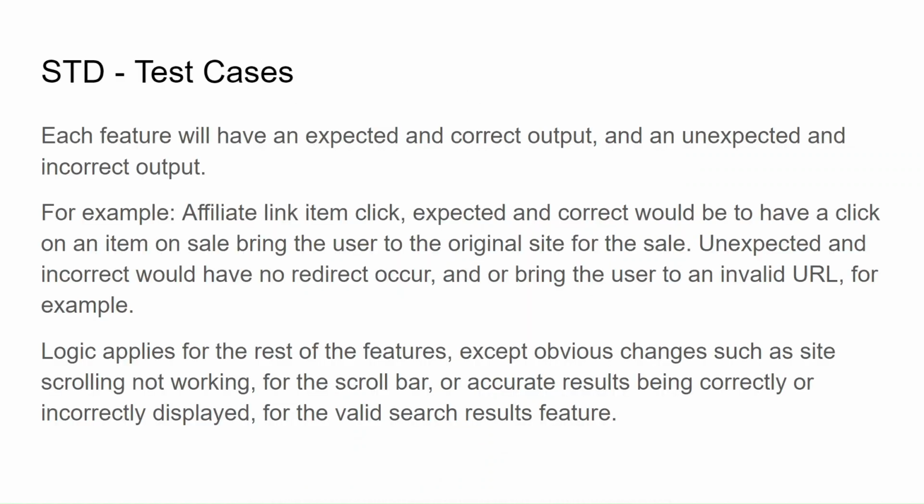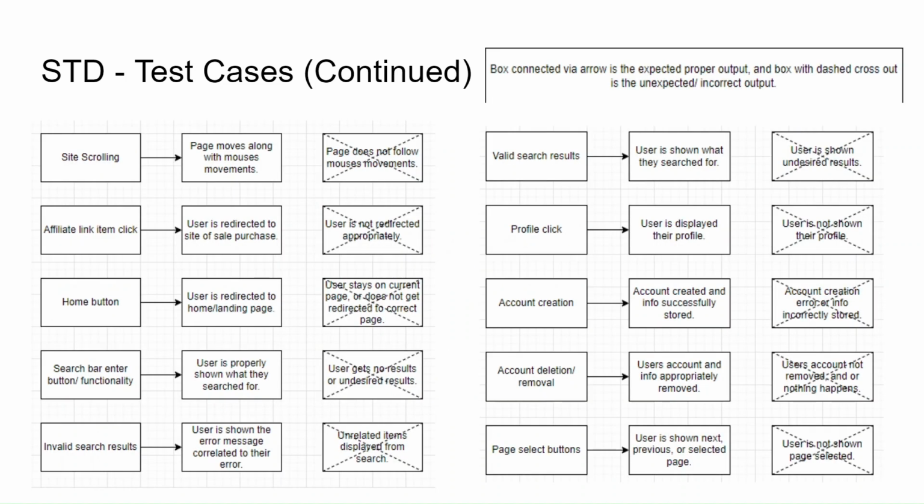And now we will take a look at the test cases of our site. This will go more specifically into our features, and how each feature should and should not act on our website. As we look at this next diagram, we see, for example, our site scrolling feature. What it should do, as indicated by the arrow, is move along with the mouse's movements, such as when you select the scroll bar and move up and down, it should move the page up and down, as you may expect. But as we see from the X'd out box, the output that we are not expecting and should not happen is that the site does not follow the mouse's movements.